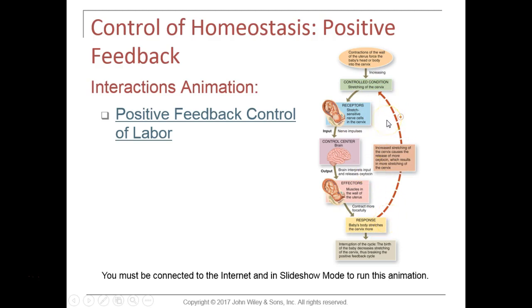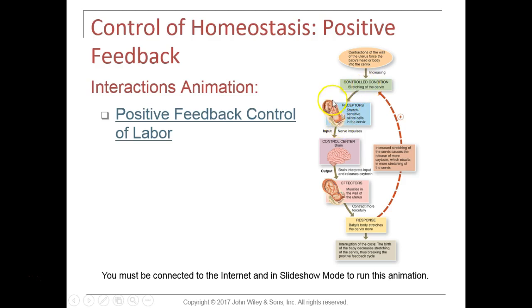So let's just go over the loop and I'll explain that. The controlled condition in this loop for labor contractions is how stretched is the cervix in the female reproductive tract. So the cervix is the most inferior anterior portion of the uterus. The baby is growing inside the uterus. The cervix is the very end of the uterus just before the vaginal canal, which we're not identifying all of.